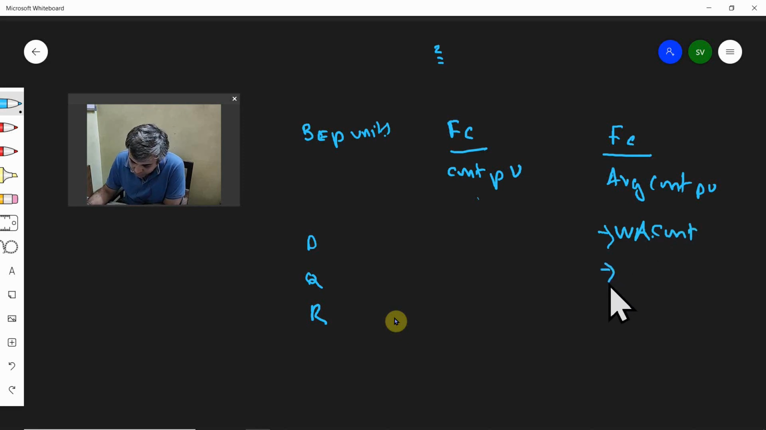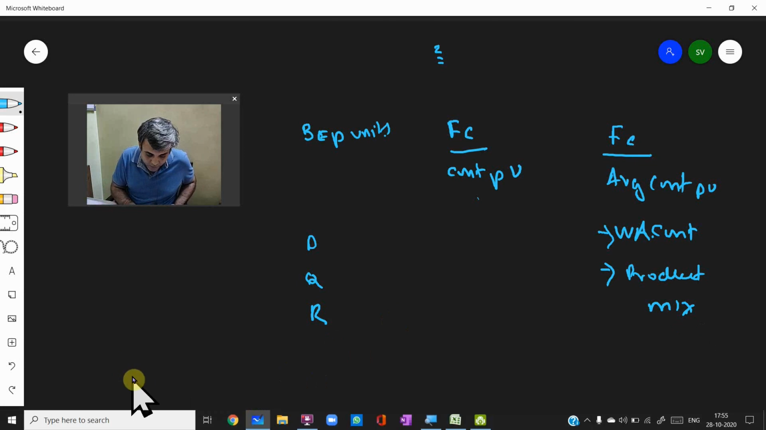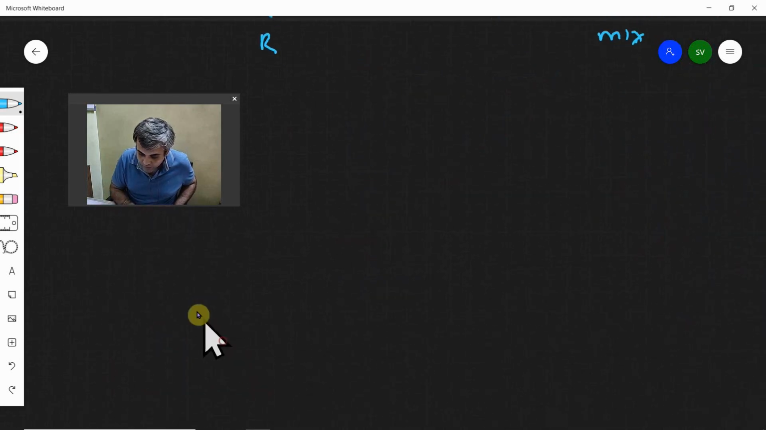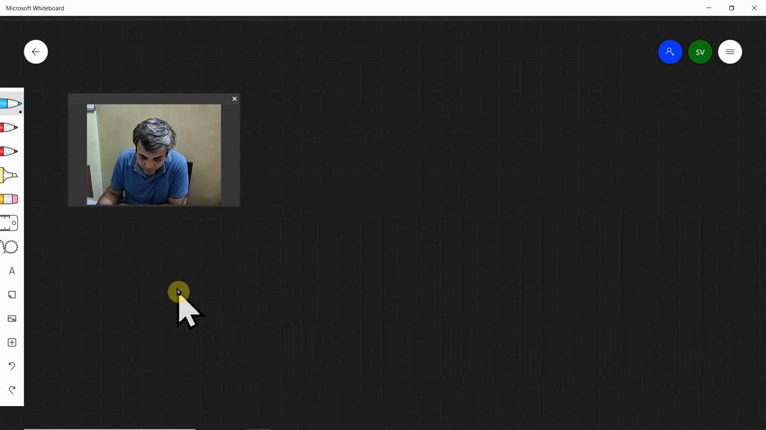And what shall be the weights? We will use something called the product mix as the weights. So it is weighted average contribution per unit in the denominator, using product mix as the weights. To consolidate, how do I calculate break-even point of a multi-product company?